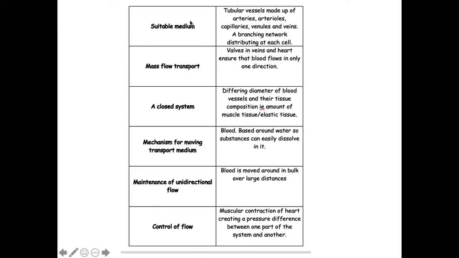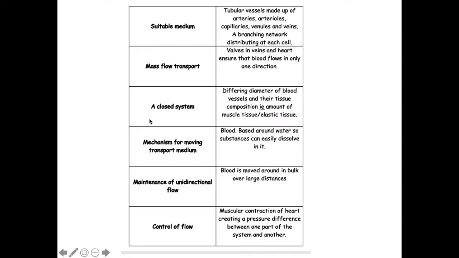A suitable medium. The circulatory system is a form of mass transport. It's about transporting huge volumes of substances around the body in the form of blood. And we have blood plasma with dissolved substances in it, and then we've also got the red blood cells, which contain haemoglobin, and haemoglobin binds reversibly to oxygen. Okay, so the suitable medium is blood. Mass flow transport. How do we move large volumes of blood around the body quickly?